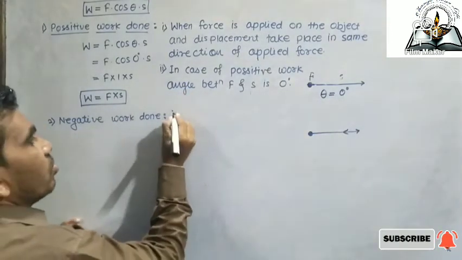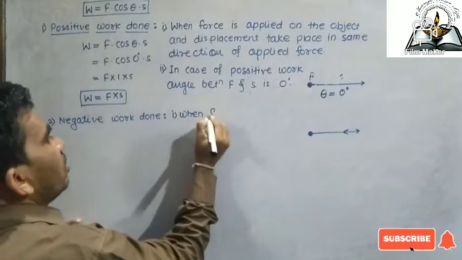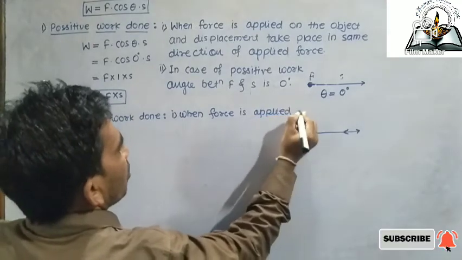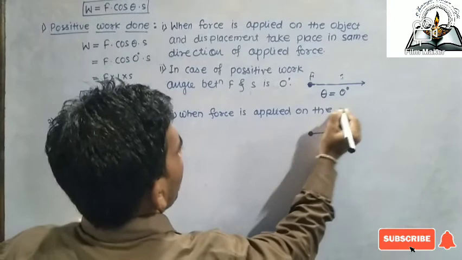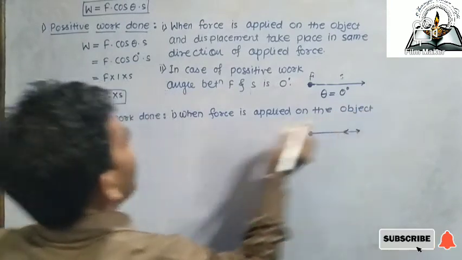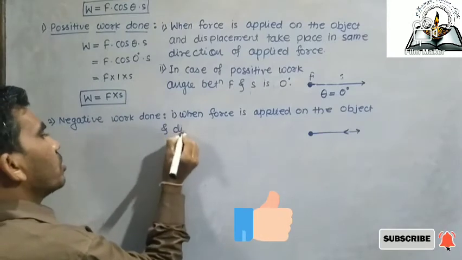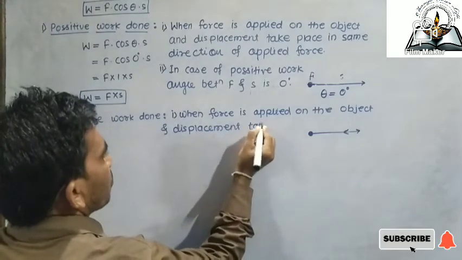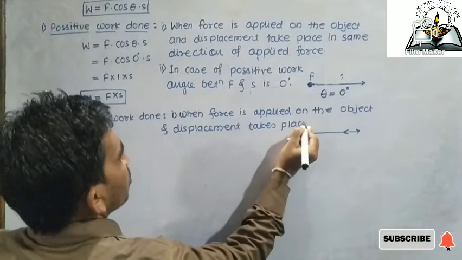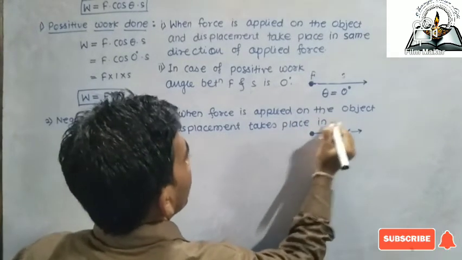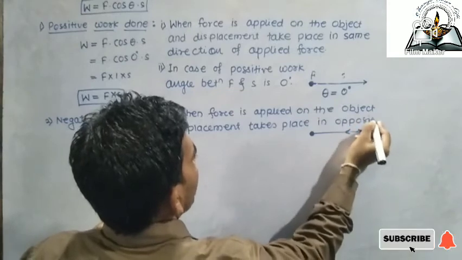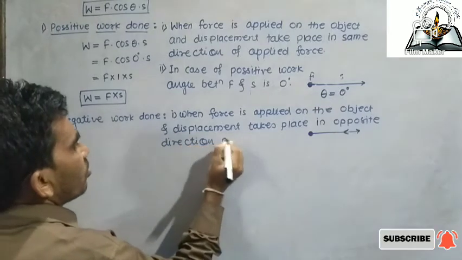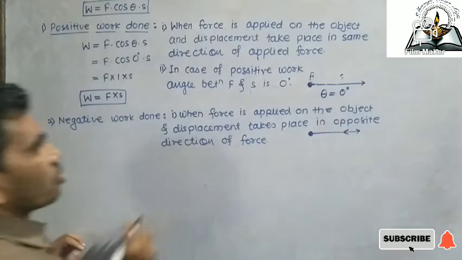So we can write that when force is applied on the object and displacement takes place in the opposite direction of the applied force, then the work done is said to be negative work done.